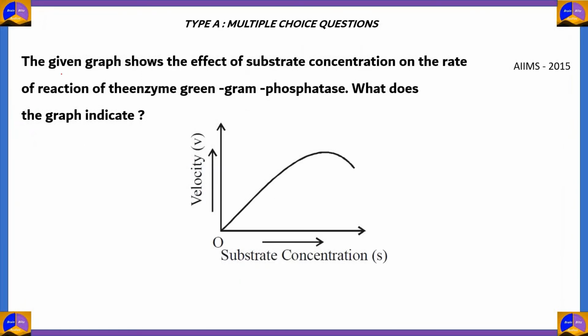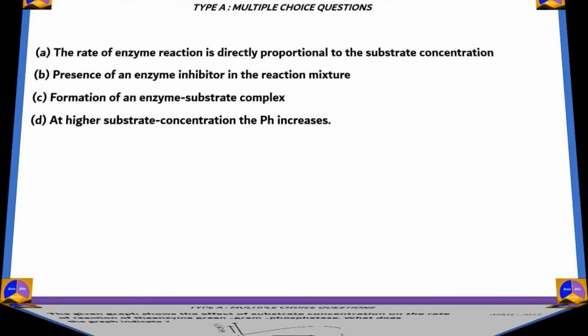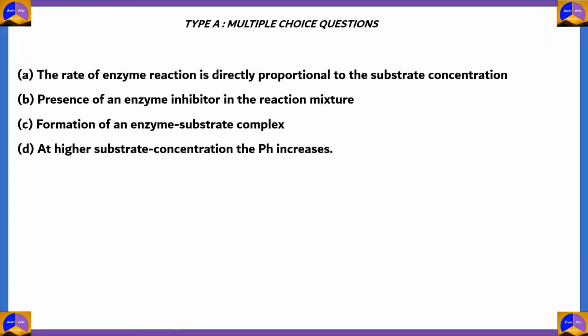Next question. The given graph shows the effect of substrate concentration on the rate of reaction of the enzyme green gram phosphatase. Now we need to find out what this graph indicates, and our options are: the rate of enzyme reaction is directly proportional to the substrate concentration, presence of an enzyme inhibitor in the reaction mixture, formation of an enzyme substrate complex, at higher substrate concentration, the pH increases.